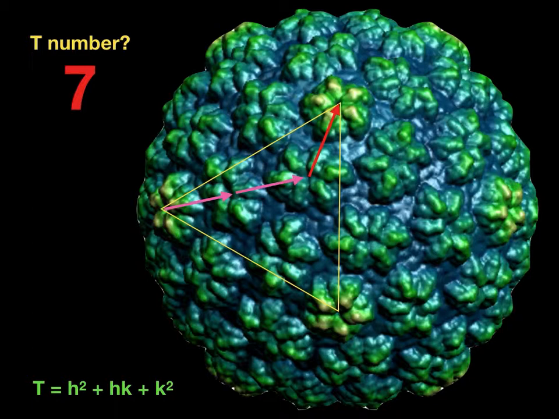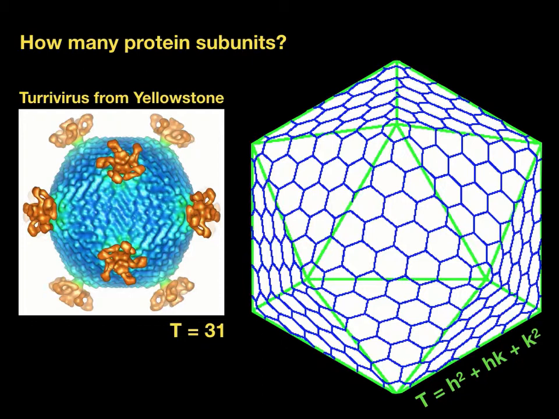Can we see this? Okay, let's see if we can see this one. I'm not going to make you calculate the T number of this one, because this is actually T31, which is 1, 2, 3, 4, 5. A square of 5 would be 25. And then 5 times 1 is 5, 25 plus 5 is 30, and then 1 times 1 is 1, so 30 plus 1 would be 31. This is actually an archaeovirus whose structure was discovered by Ken Stedman.